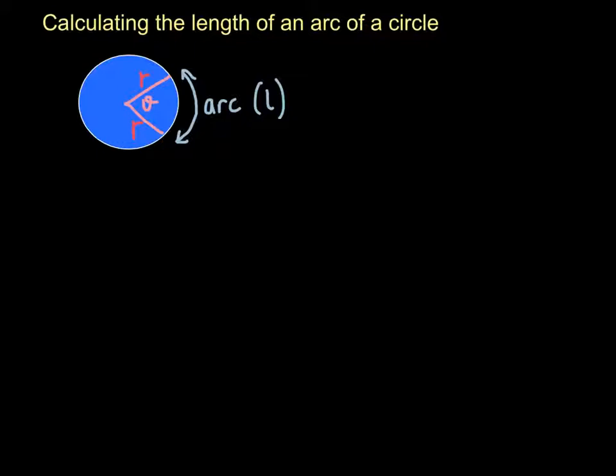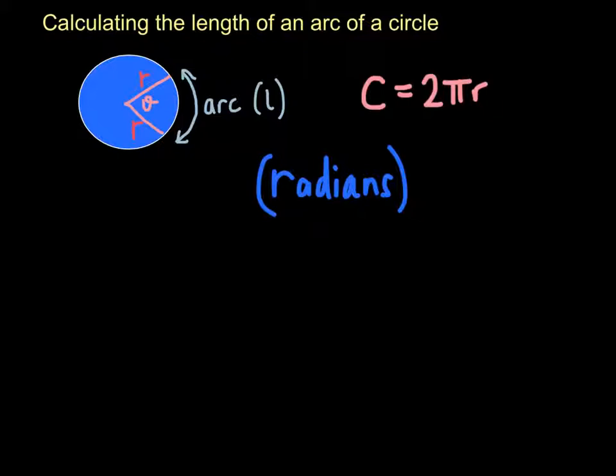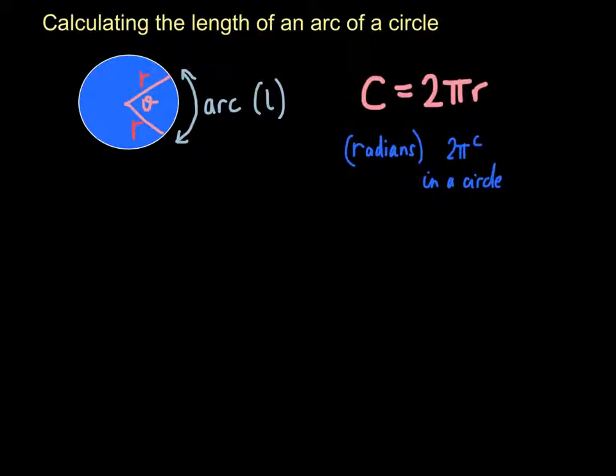What we're going to do is compare the length of that arc to the length all the way around the circle, which we know is the circumference. We know that's 2 pi r. Then we're going to compare that angle theta with the angle right around the centre of the circle, which in degrees is 360 degrees, but in radians is 2 pi. So we're just going to use those two facts, and then a bit of proportion.